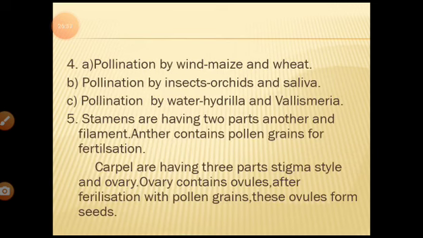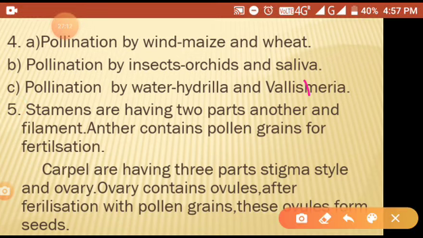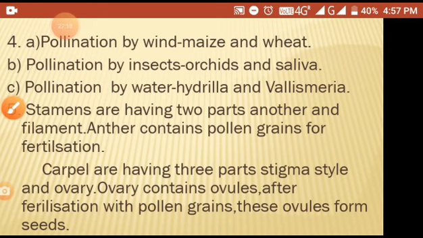Answer number 4. A, pollination by wind: maize and wheat. B, pollination by insects: orchids and salvia. C, pollination by water: hydrilla and vallisneria. It is vallisneria. In place of M you can write N.